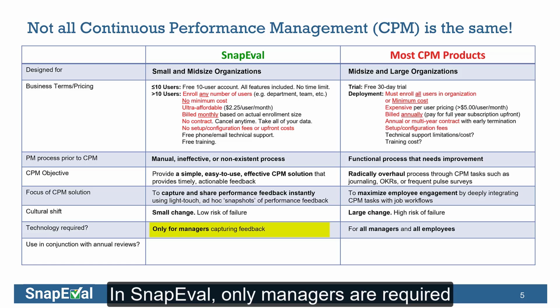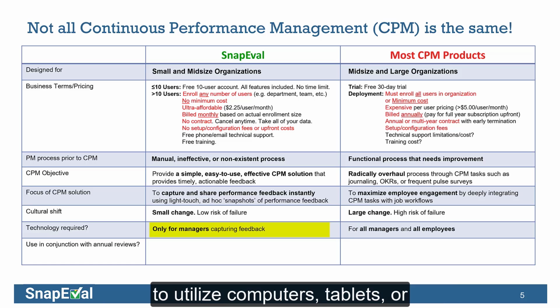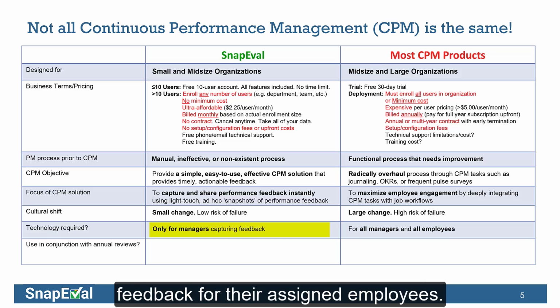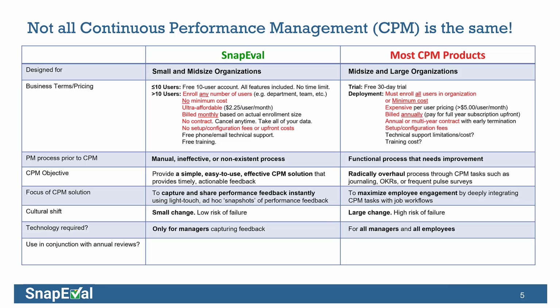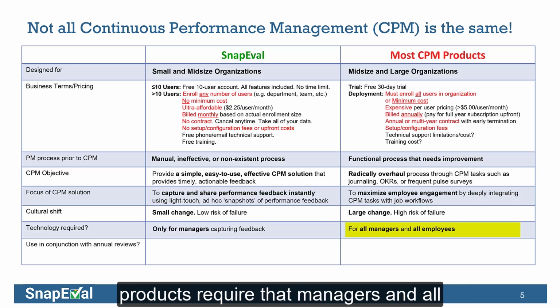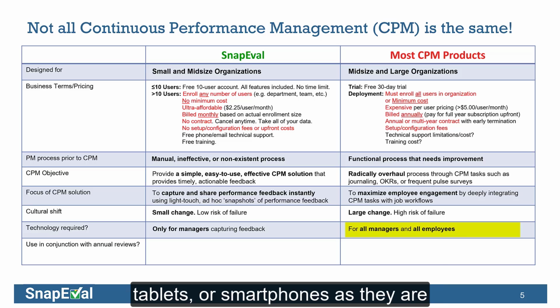In SnapEval, only managers are required to utilize computers, tablets, or smartphones to capture and share feedback with their assigned employees. If the employees don't have access to technology, they can receive the feedback verbally or by hard copy when required. Most continuous performance management products require that managers and all employees have access to computers, tablets, or smartphones, as they are required to continually track their own progress against OKRs, create journal entries, or respond to pulse surveys.